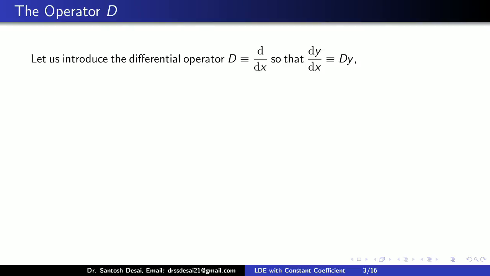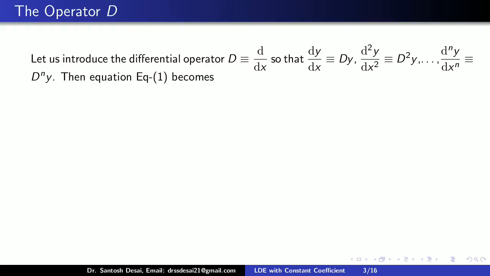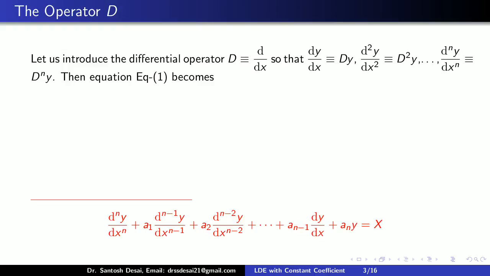Now we introduce a differential operator capital D. Let us introduce the differential operator D is equal to d by dx, so that dy by dx is equal to D into y, and therefore d2y by dx square is equal to D square y. Continuing in this way, d^n y by dx^n is equal to D^n into y. Then equation 1 becomes, so at the bottom of this page equation 1 is recalled.